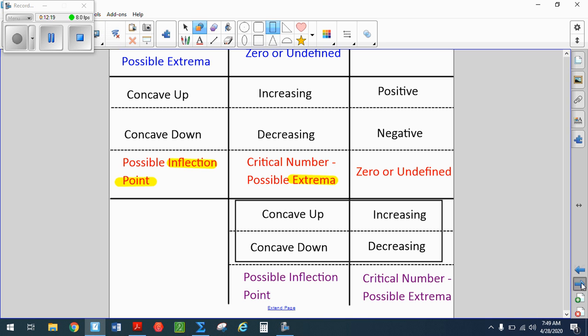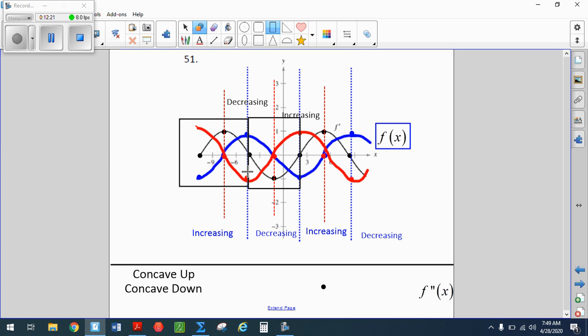So if my second derivative is switching from decreasing to increasing, it has to be a relative min. And that's how I know it went right there.